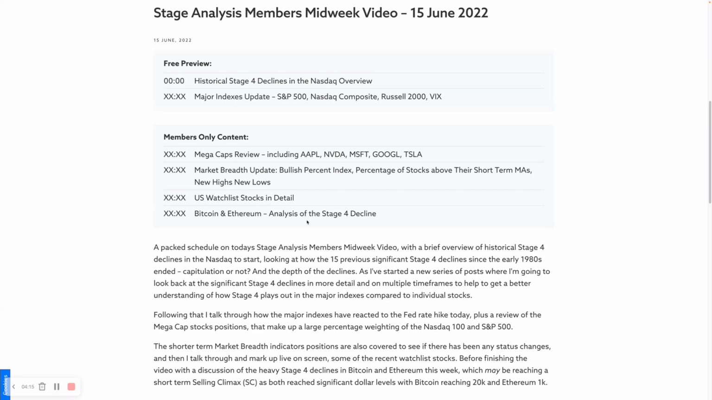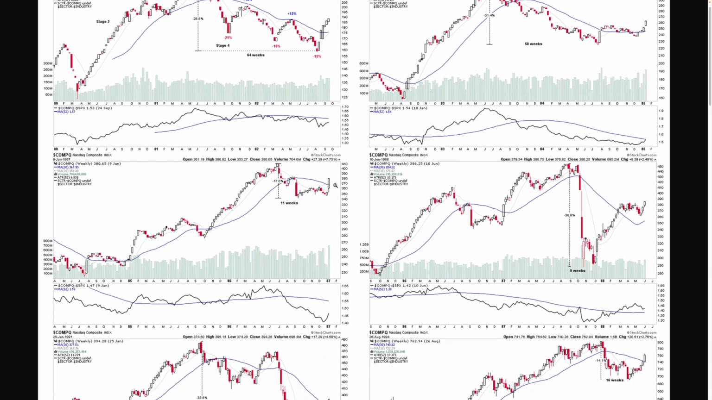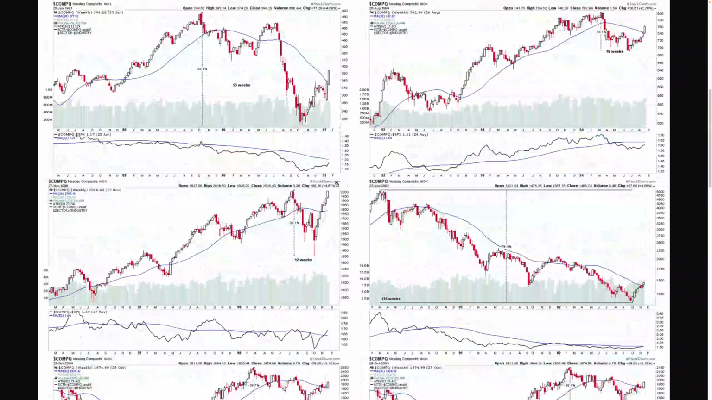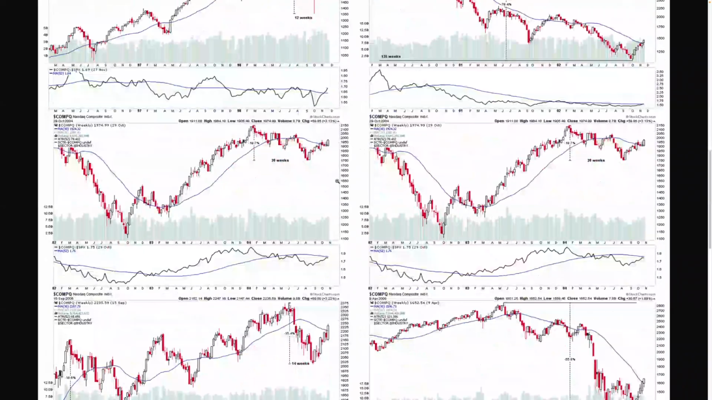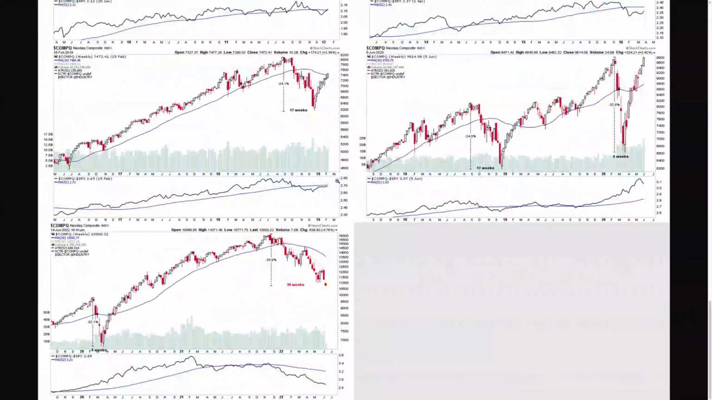Okay, let's get going. Starting off, I wanted to have a look through these major stage 4 declines quickly as a quick overview chart. I've done these up as a quick thumbnail grid of charts, just so we can see them all at once. Starting at the bottom down here, you can see our current stage 4 decline in the Nasdaq has been running for 30 weeks.